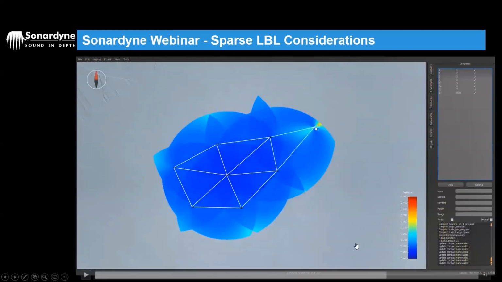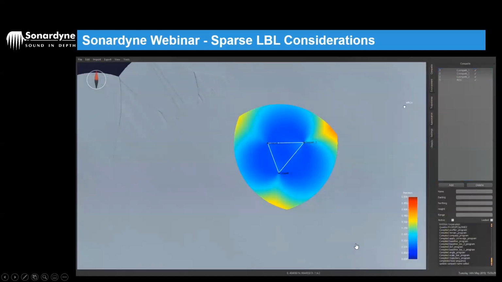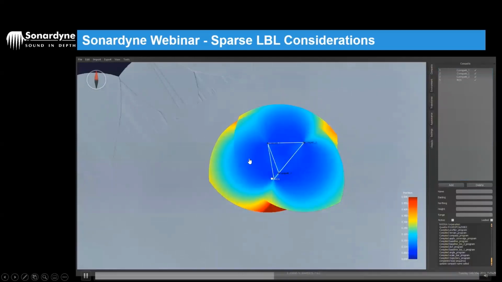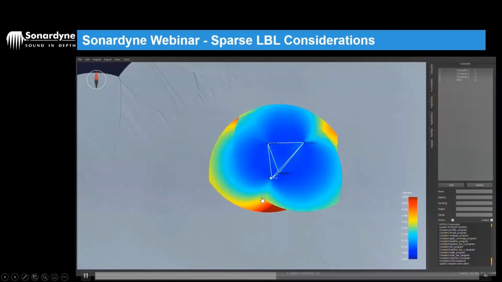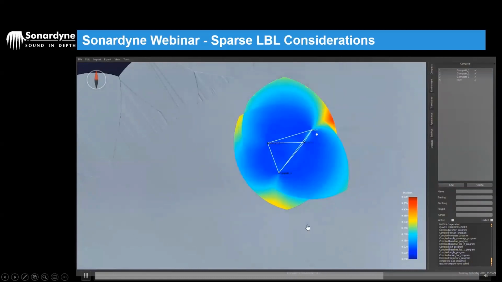Okay, but let's reduce the array down to a 3 transponder array. So now we've got a sparse array. So I've only got 3 transponders. And you can see we maintain fairly good precision most of the time, as long as we're maintaining good angles of cut. But when 2 transponders are in line with one another, as you'll see in a minute, when we get down here and these 2 are in line, you'll see that the precision starts to degrade slightly. And that's because we've lost that angle of cut that we talked about earlier.